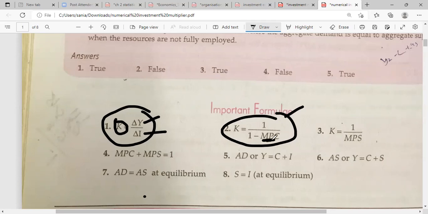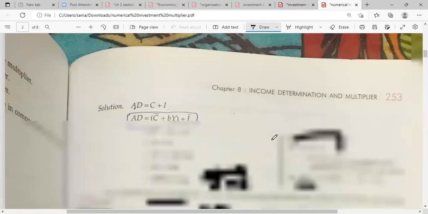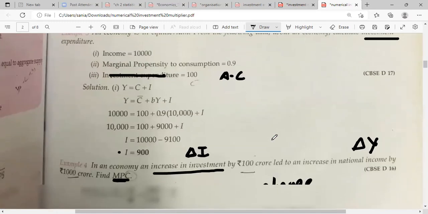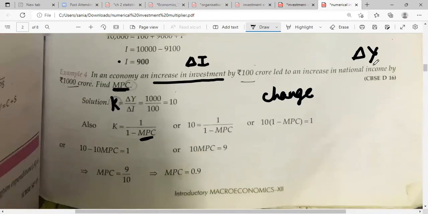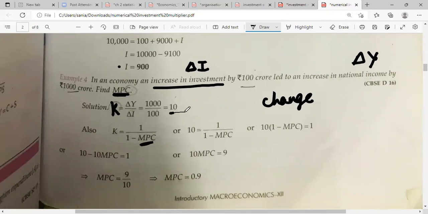So that's why, first of all, you have to write given. So your given is delta I and delta Y. So with this, you got K. And then you'll just put in the formula 1 minus MPC. That will go here. So it is 10, 1 minus MPC equals 1.